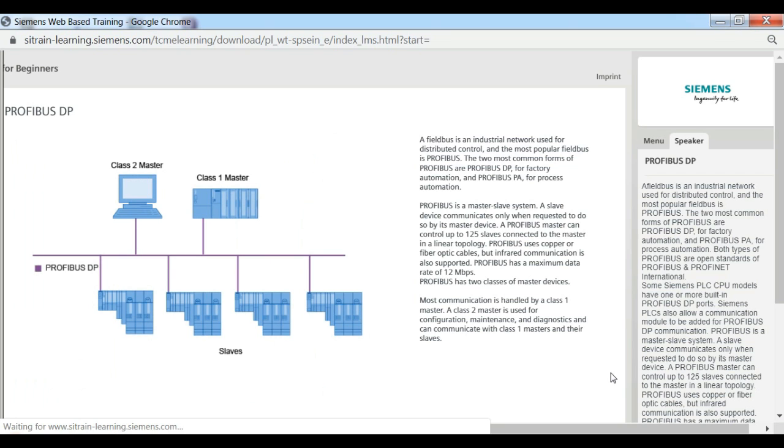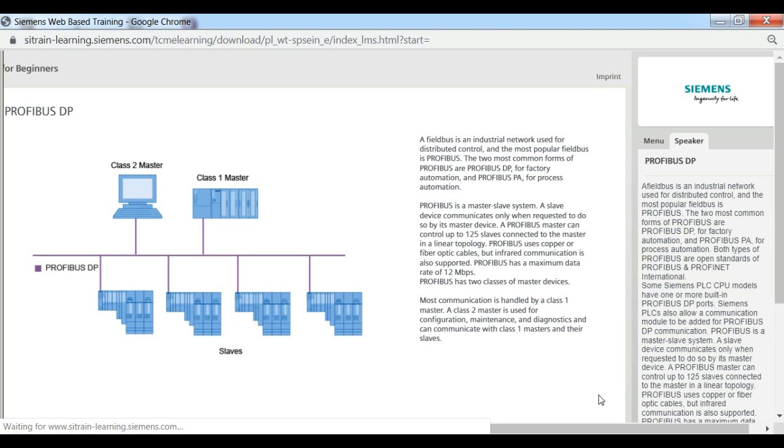Profibus is a master-slave system. A slave device communicates only when requested to do so by its master device. A Profibus master can control up to 125 slaves connected to the master in a linear topology. Profibus uses copper or fiber optic cables, but infrared communication is also supported. Profibus has a maximum data rate of 12 megabits per second.